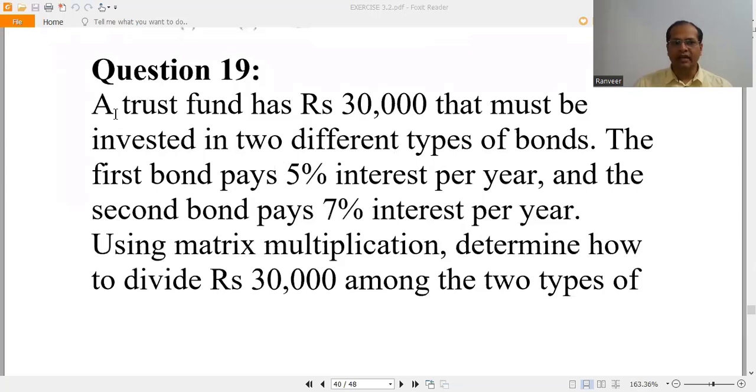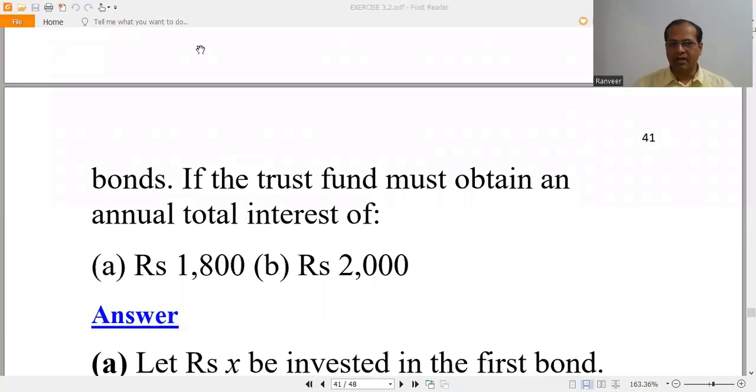Now question number 19. A trust fund has 30,000 that must be invested in two different bonds. The first bond pays 5% interest per year, and the second bond pays 7% interest per year. Using matrix multiplication, determine how to divide 30,000 among the two types of bond. If the trust fund must obtain an annual interest of 1800, and 2000.